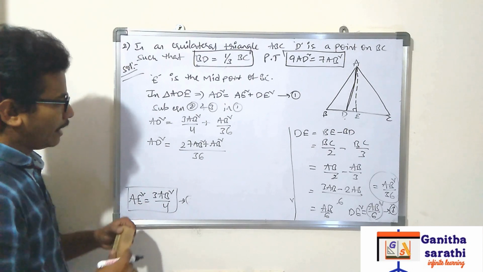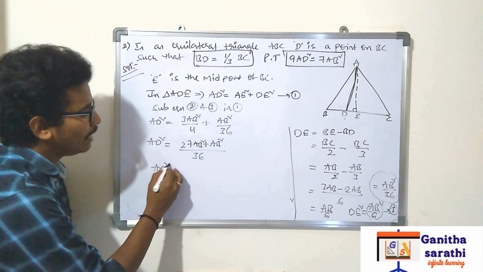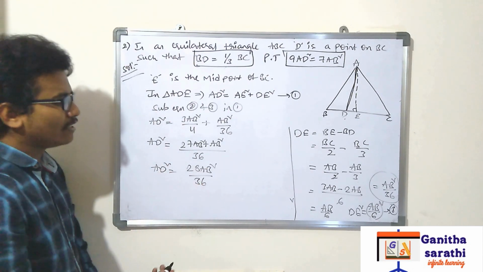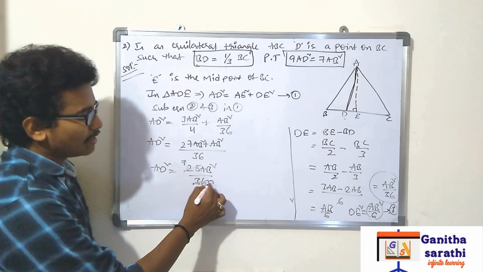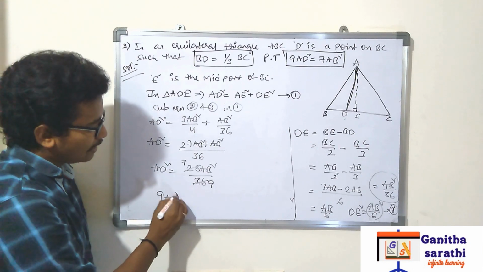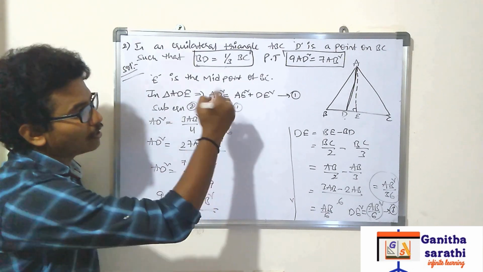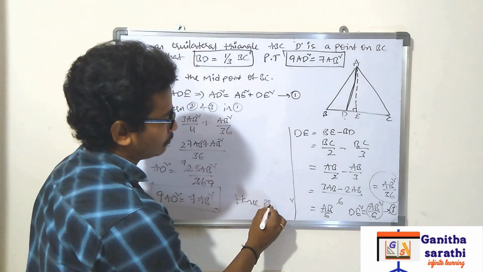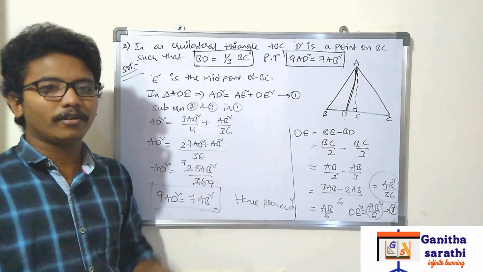Now AD square is equal to 27 AB square plus AB square will be 28 AB square by 36. Cancel this one. In which table can you cancel? 4 7s are 28, 4 9s are 36. Do cross multiplication. 9 into AD square, 9 AD square is equal to 7 into AB square, 7 AB square. That is our proof. Got it? Likewise, we have to prove the problem. Okay, now let us move on to the next problem.